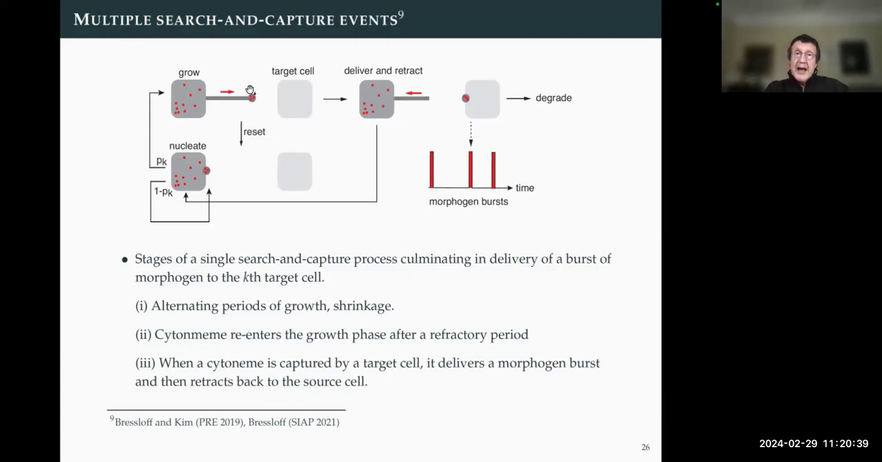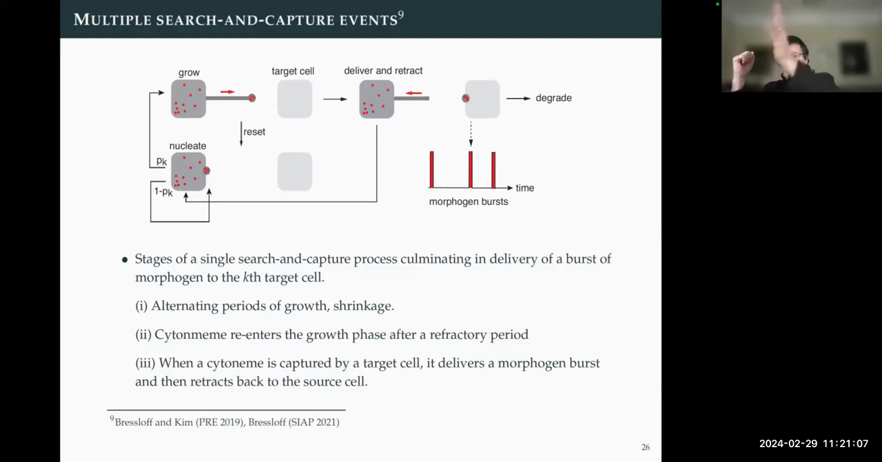So you can think of the customer as the arrival of a cytoneme to a particular target and delivering a morphogen. So the morphogen burst over one search and capture cycle is the arrival of a customer. Then the process repeats. Next time it might deliver to another target if you have multiple targets. But eventually it's going to find the same target again and deliver another morphogen.